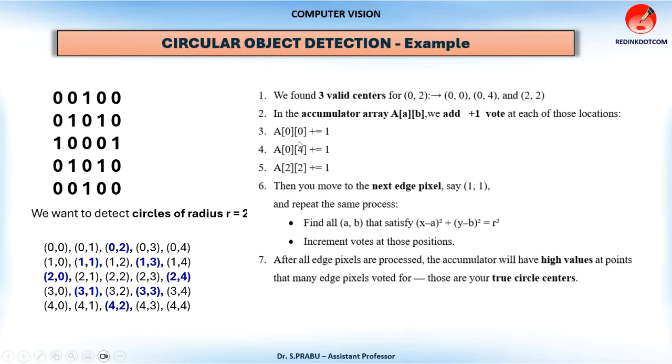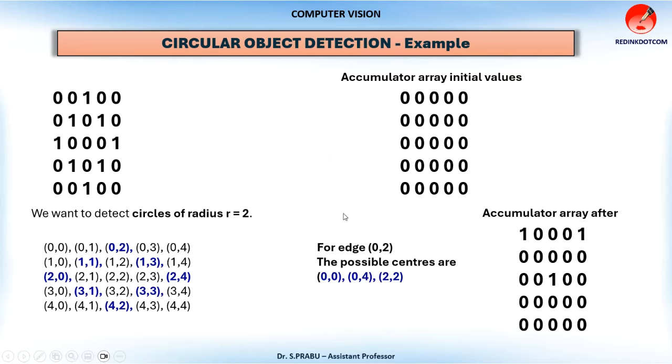So I can update the accumulator value to 1. I can show this accumulator visually. Initially your accumulator has 0 values for all the coordinates. For this first edge, we are finding the 3 possible centers. The first one is 0, 0. So at 0, 0, this value becomes 1. Then 0, 4. 0, 4 is this point, so it becomes 1. Then 2, 2.